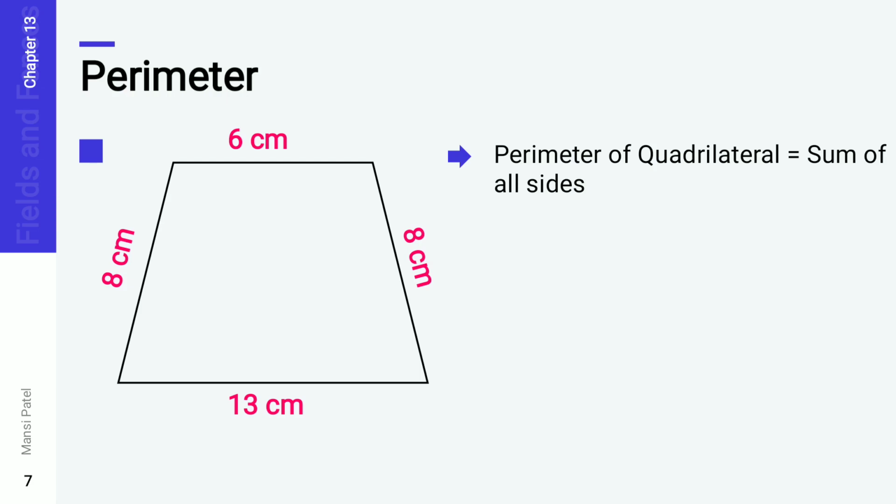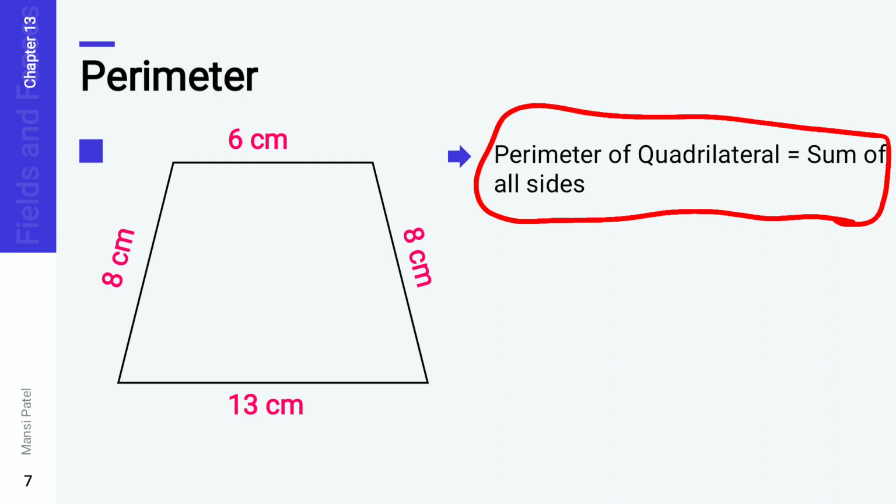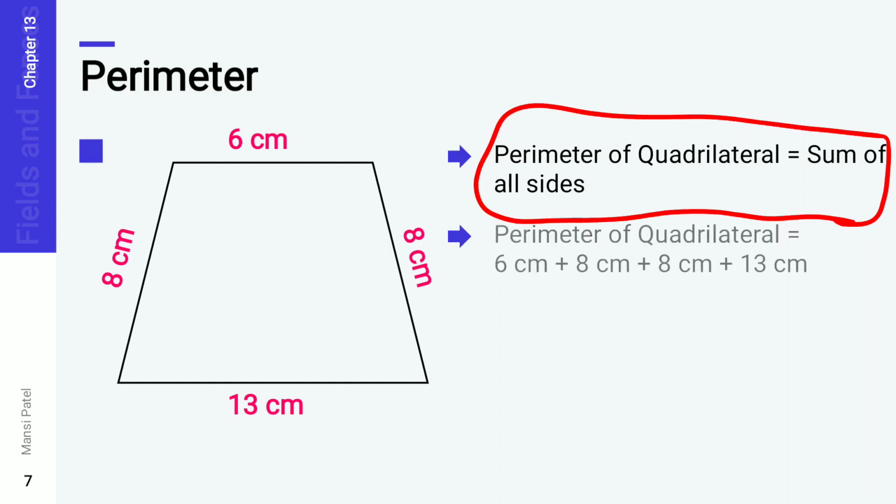Except for the square and rectangle, you can use this general formula. Which one is the general formula? The sum of all sides. So you have to write down this general formula except for square and rectangle. So here we write down that the perimeter of quadrilateral is equal to sum of all sides. Now do the addition of all these sides, 6 plus 8 plus 13 plus 8, or you can do the addition like this also, 6 plus 8 plus 8 plus 13, because here they have given only 4 sides to you, so you can do it any way.